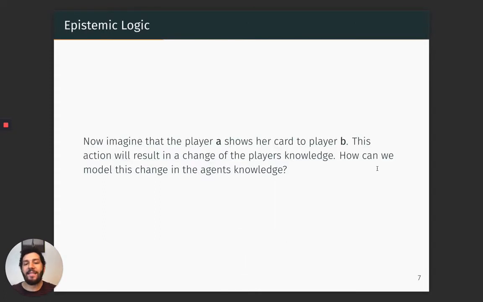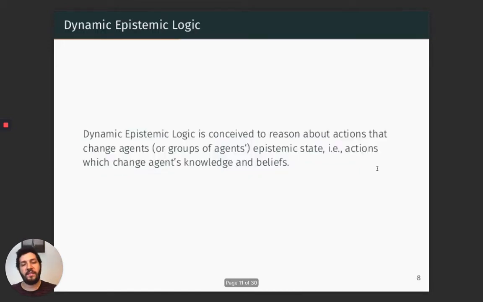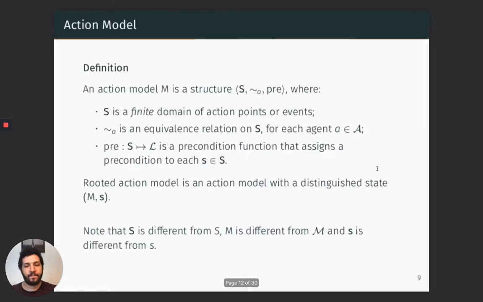And now imagine that player A wants to show her card to player B. This action of showing her card will result in a change of the players' knowledge. So how can we model this change of knowledge of the agents? Well, dynamic epistemic logic is conceived to reason about actions that change the agents' epistemic state. That is, actions that will change the agents' knowledge and beliefs.